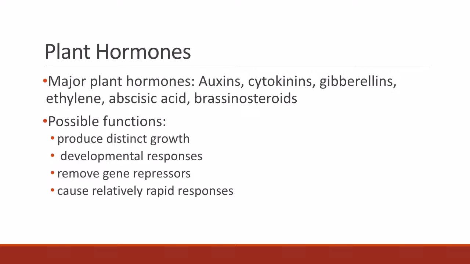Plant hormones. There are several major types of plant hormones. These include auxins, cytokinins, gibberellins, ethylene, abscisic acid, and brassinosteroids. They have many possible functions. These include producing distinct growth and developmental responses, removing gene repressors, and causing relatively rapid responses.